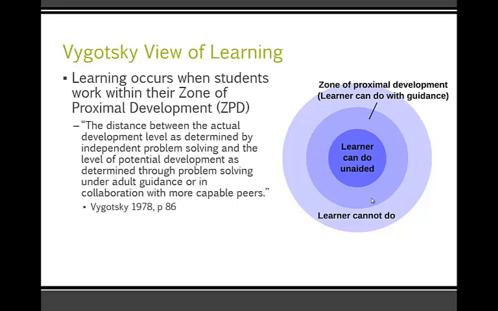Vygotsky also, though, and it's not in this exact quote, defined tools and written words as interaction with more capable peers, because a more capable peer developed that thing, and as I interact with it, it's as if I'm interacting with that peer. It's obviously not exactly the same as if I were interacting with that peer, but I'm now able to do things that I couldn't do alone.